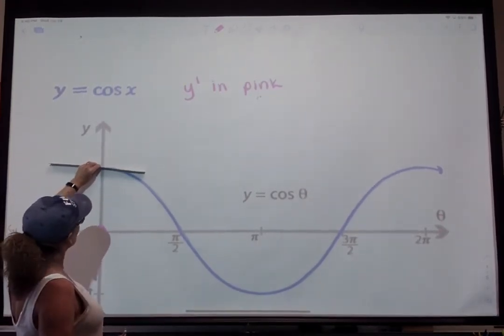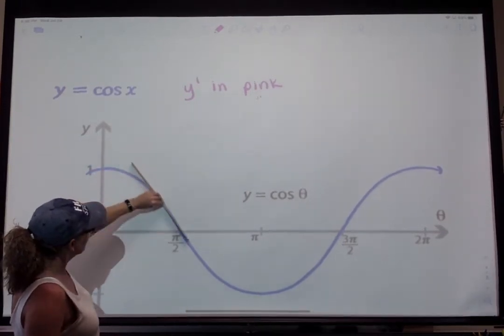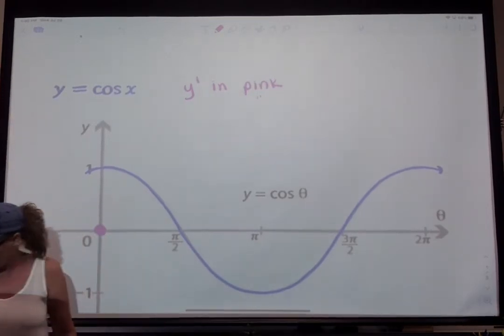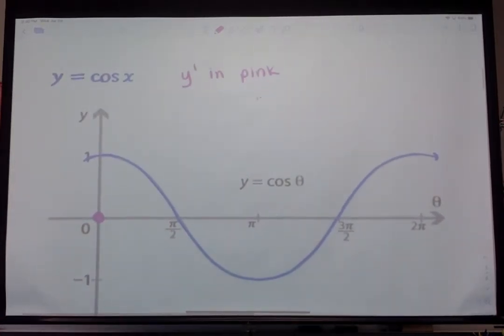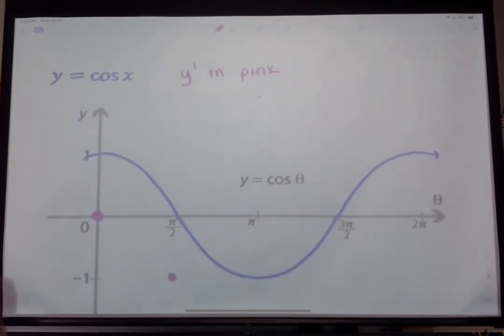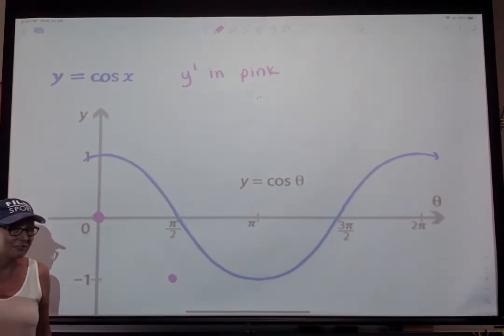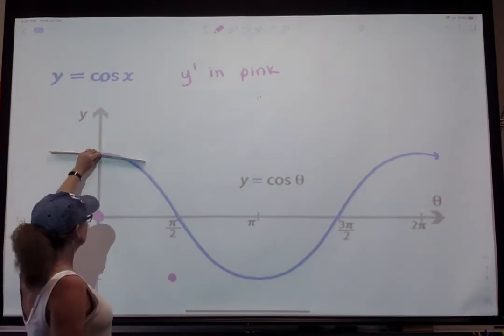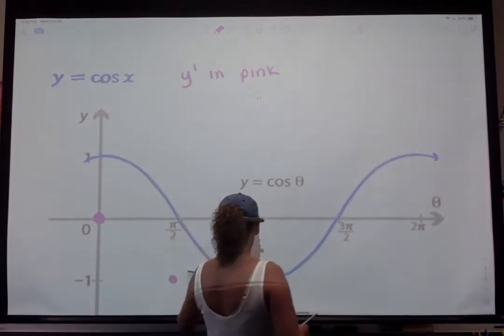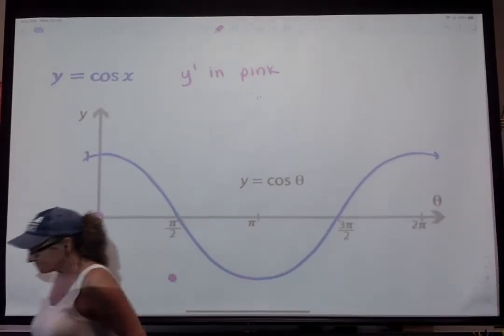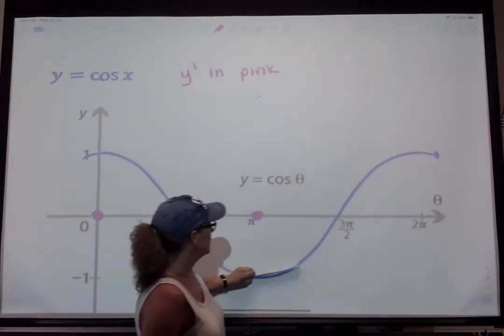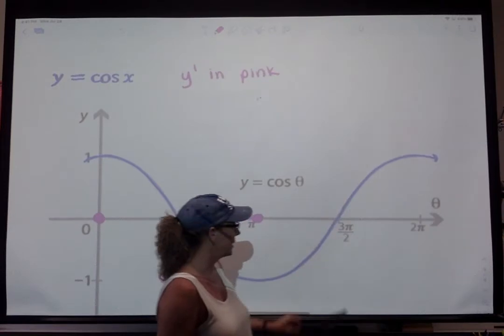And then moving toward pi over 2, the slope gets negative, so that at pi over 2, I think my slope is negative 1. Oh, no. Pink is not looking like the sine graph. Let's keep going. We're looking at the slope of cosine. So 0, negative 1, 0. Slope of 0. Slope of positive 1.